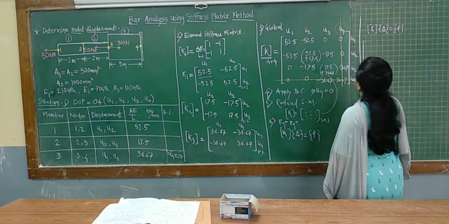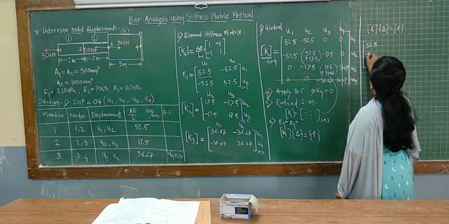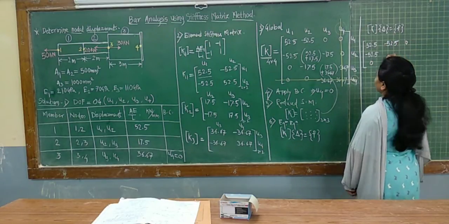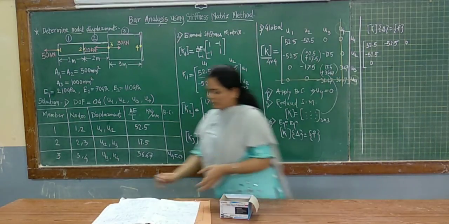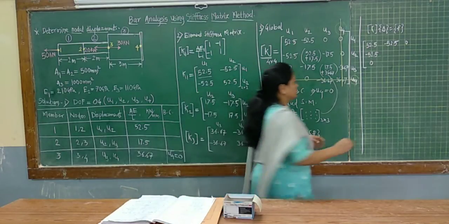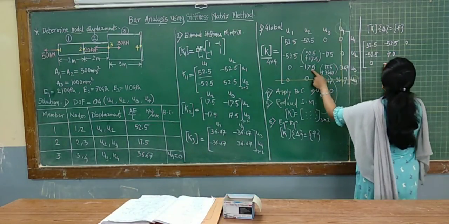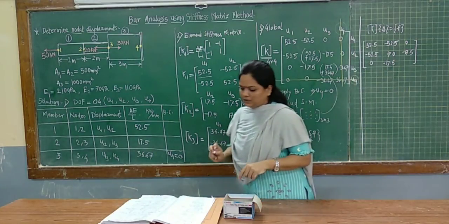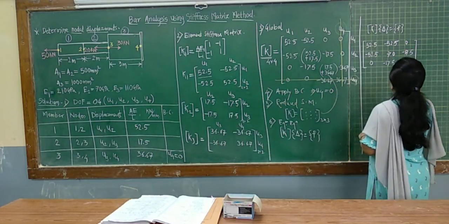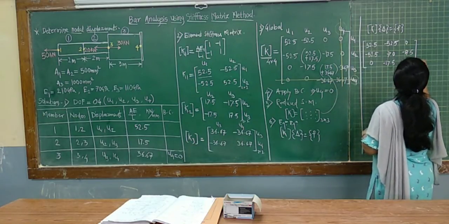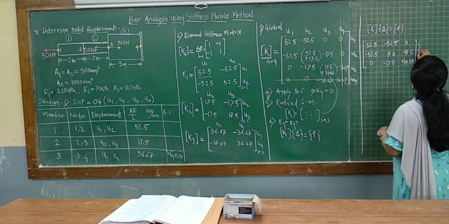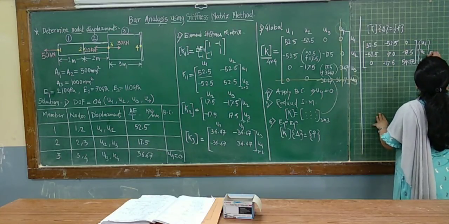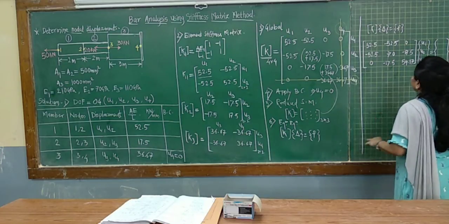I'll write the matrix K here, that is 52.5, minus 52.5, 0, minus 52.5, and so on, with the addition of the terms, equal to 70, minus 70.5, minus 70.5, and the last element is 54.17. The displacements associated here you will write as U1, U2, U3 equal to, and now writing this F matrix is also important.